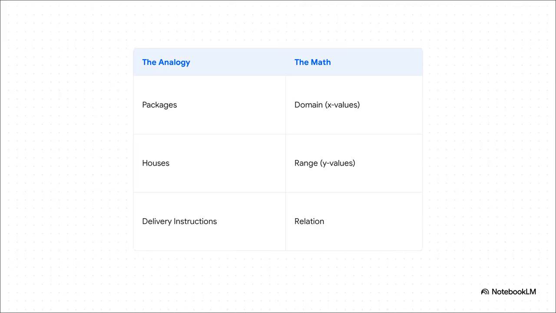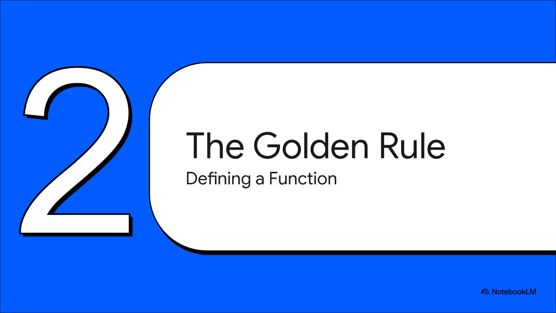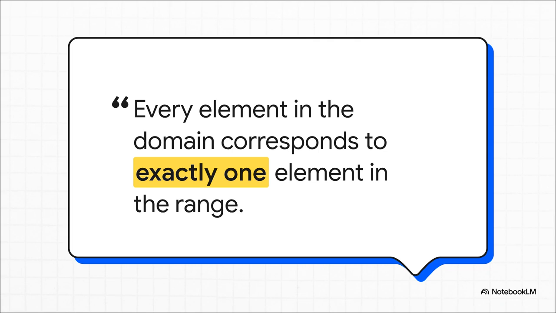So let's just recap real quick. Our packages, that's the domain. All the houses, that's the range. And the delivery instructions telling us where everything goes, that's the relation. See, the analogy and the math terms, they line up perfectly. Okay, so now that we've got those three words down, domain, range, relation, we are ready for the main event. We're about to see the one simple, golden rule that turns any old relation into something special, something we call a function.